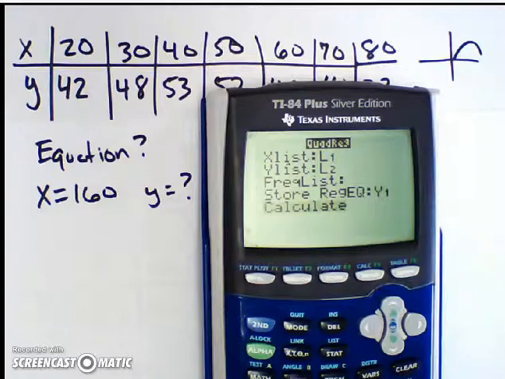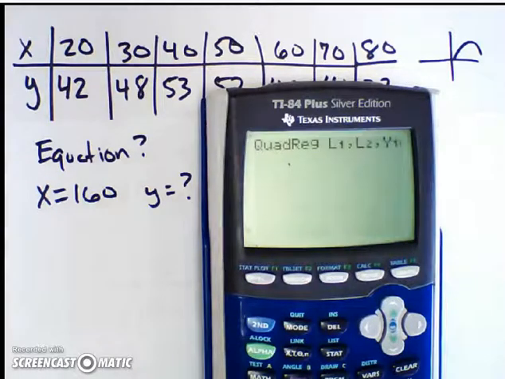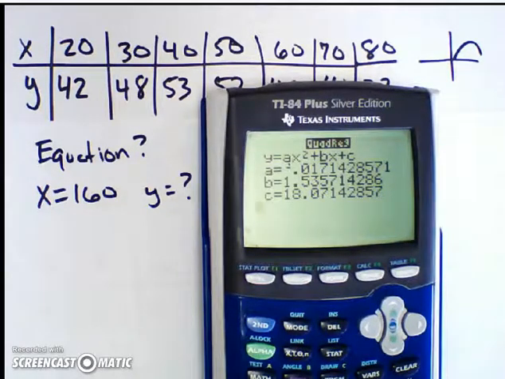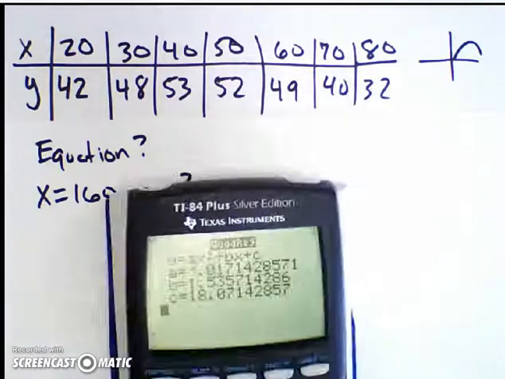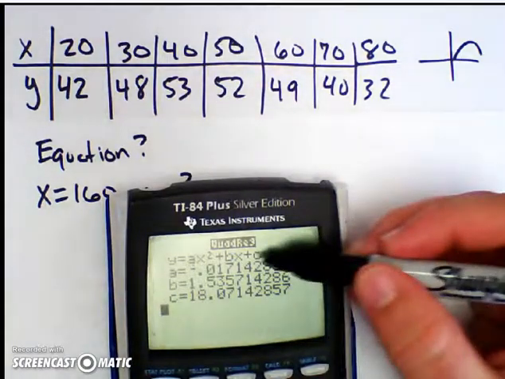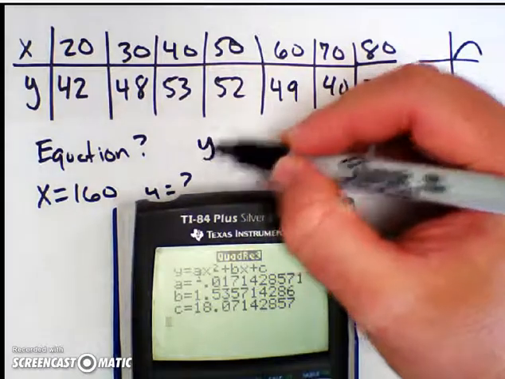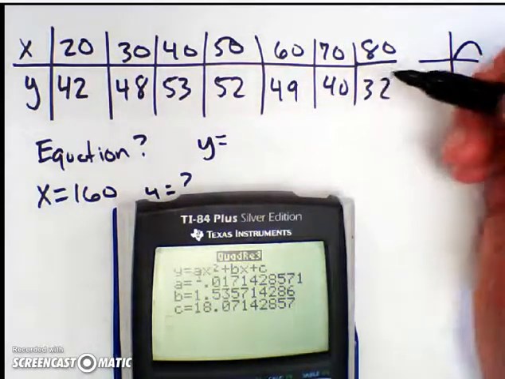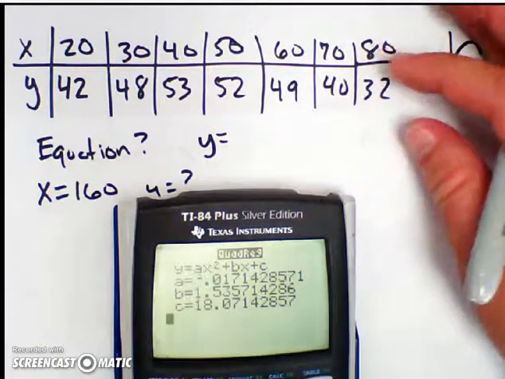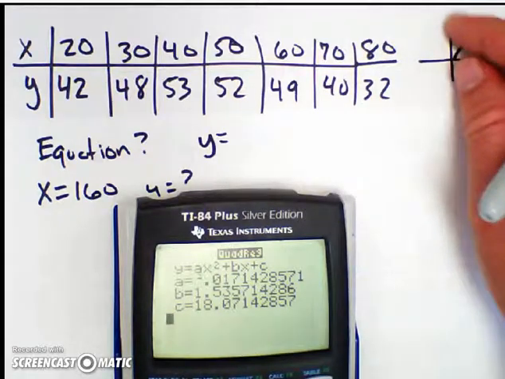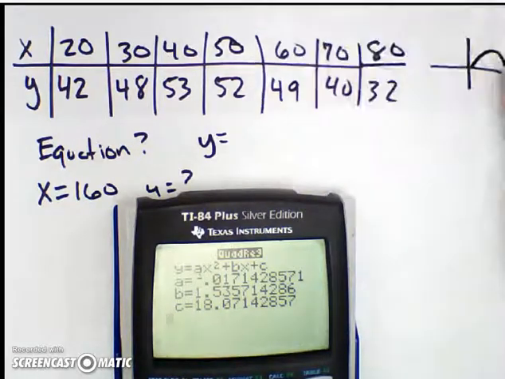Hit enter until you get to calculate, and then hit enter again. And you'll get this that pops up. And this is what's going to tell you how to write the equation. Okay, the formula is ax squared plus bx plus c. Did you not get that? Did you do quad or lim?